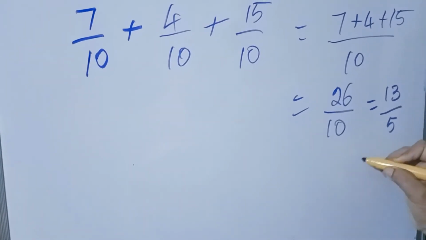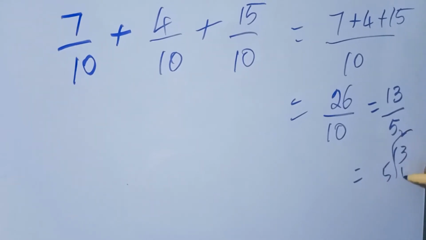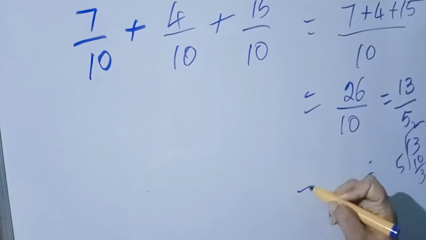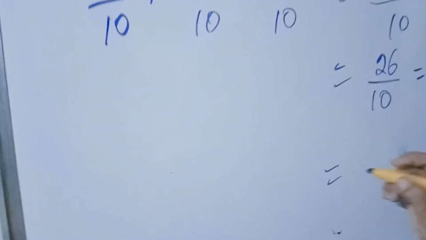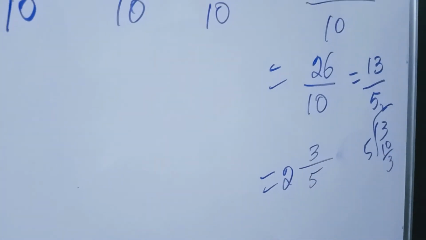As usual, 13 divided by 5. Okay. 2 5s are 10. Remaining 3. Okay. What's the formula for mixed fraction? Quotient. Quotient is 2. Remainder by divisor. Okay.